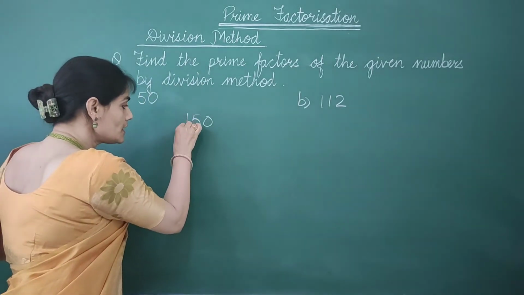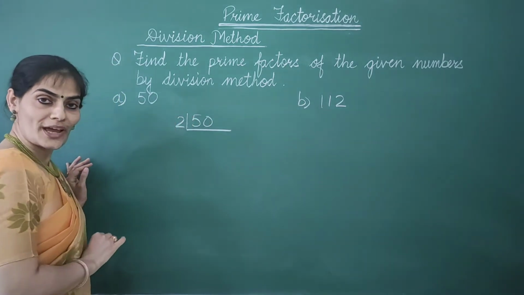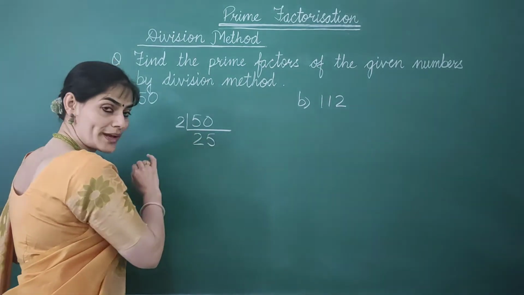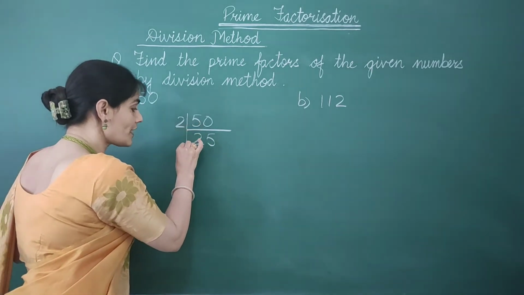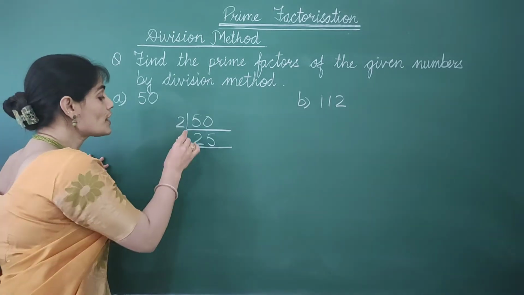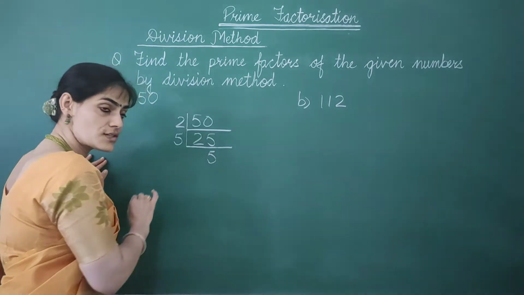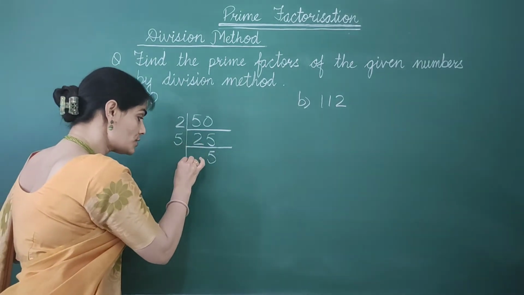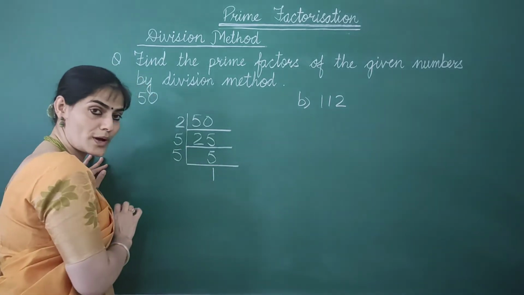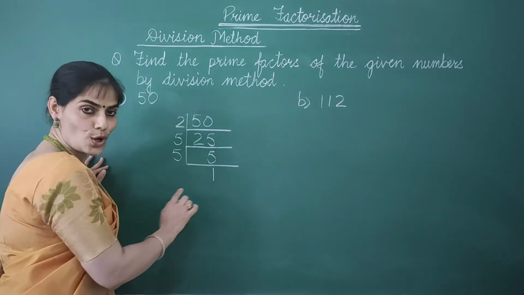Now 50, we all know, is an even number and it can be divided by the first prime number, that is 2. 50 divided by 2 gives us 25. I know that 25 is not divisible by 2 or the next prime number, that is 3. So now I divide it by 5. 25 divided by 5 gives us 5. Now again we are going to divide 5 by 5. 5 divided by 5 gives us 1. Now we are left with the dividend 1. So we should stop dividing.